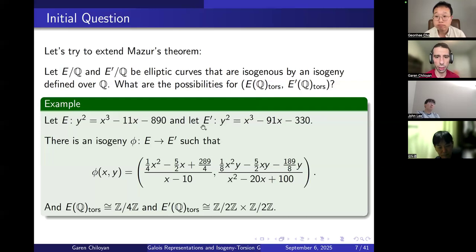So, for example, E and E prime are these two elliptic curves. They are isogenous to each other, and I wrote the components of the isogeny here. E has torsion subgroup Z mod 4Z, cyclic of order 4, and E prime also has a torsion subgroup of order 4. It's not cyclic, it's Z mod 2 cross Z mod 2. So now my question is, can you classify all such combinations? If you have two elliptic curves that are connected by an isogeny, can you tell me what the torsion subgroups have to be?